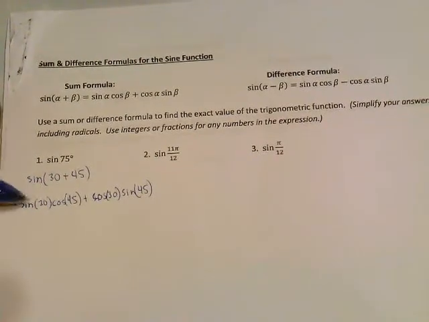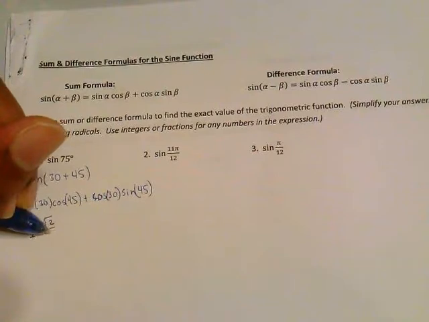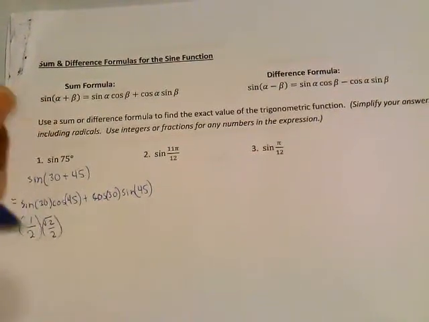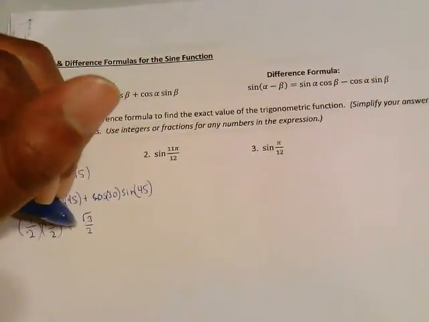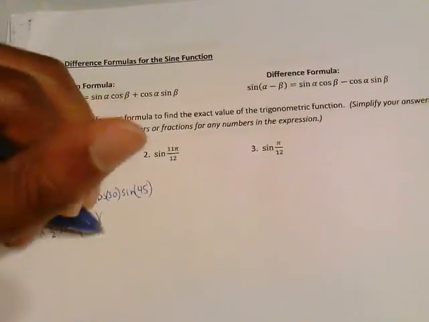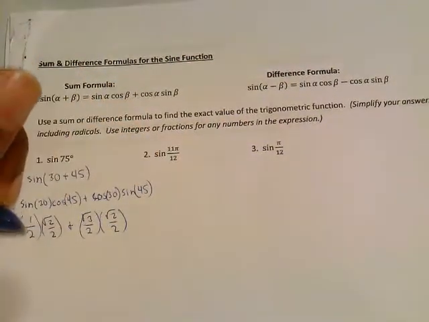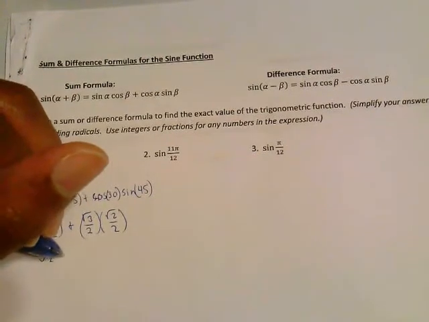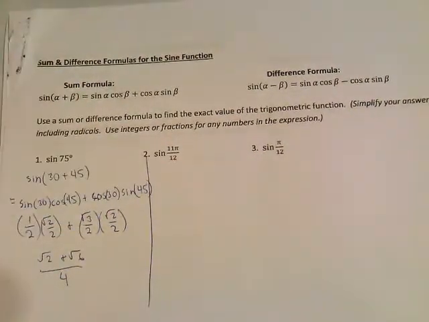So sine of 30 is 1/2, cosine of 45 is square root of 2 over 2, plus cosine of 30 is going to be square root of 3 over 2. And then sine of 45 is square root of 2 over 2. So now we have square root of 2 plus square root of 6 over 4, and we're done there.